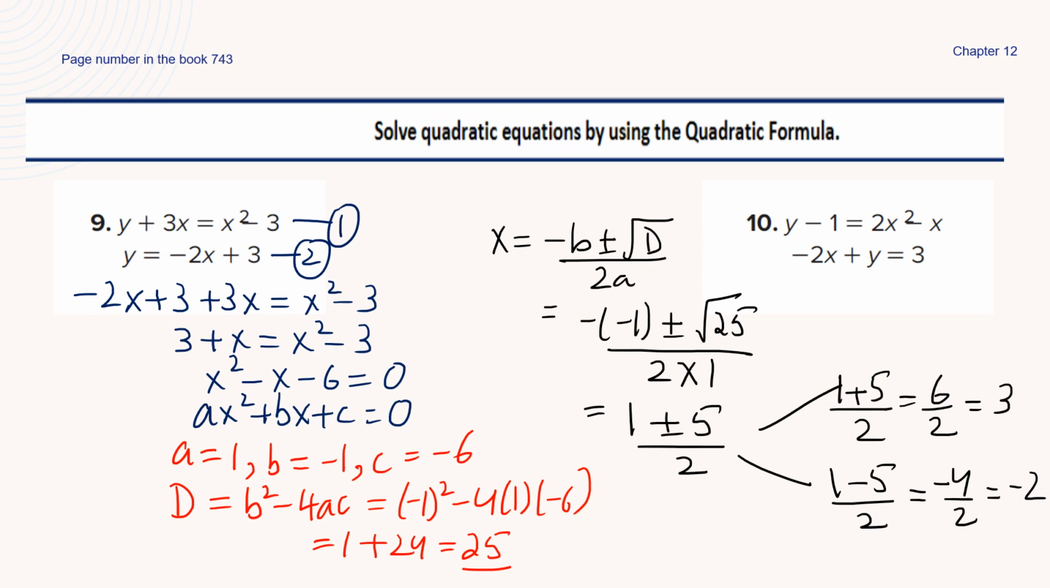So what are the two roots? 3 and minus 2. Okay, so that's enough practice of the quadratic formula. Time for you to try the question yourself. So do question 10 and let me know in the comment section what's your answer. I will check it for you.